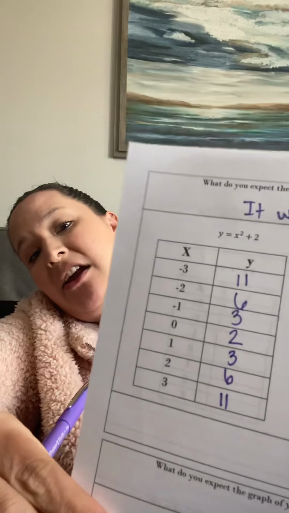Negative 3 squared is 9. 9 plus 2 is 11. Negative 2 squared is 4. 4 plus 2 is 6. Negative 1 squared is 1. 1 plus 2 is 3. 0 squared is 0, plus 2 is 2, so on like that. I end up with these points right here.